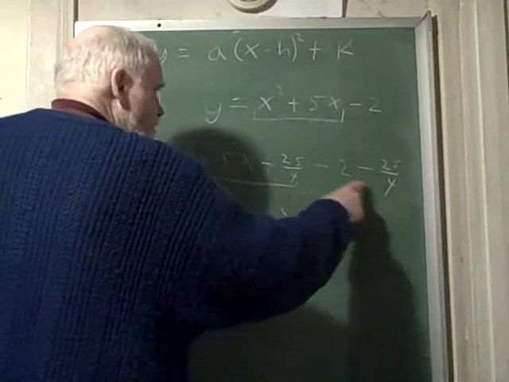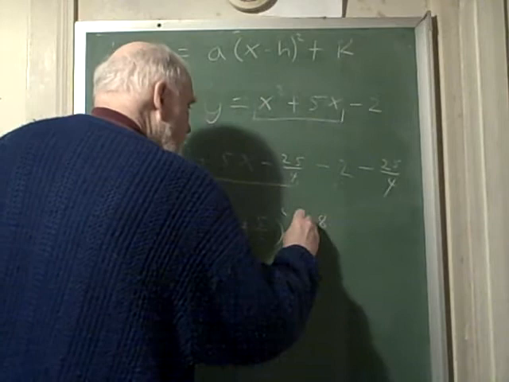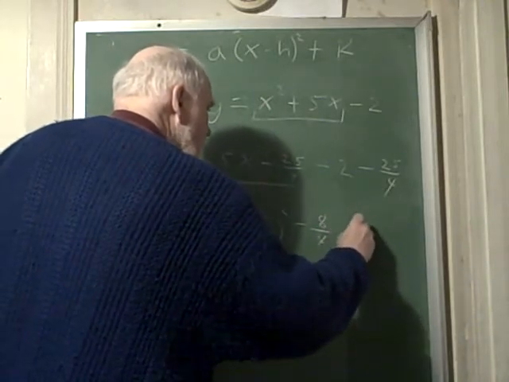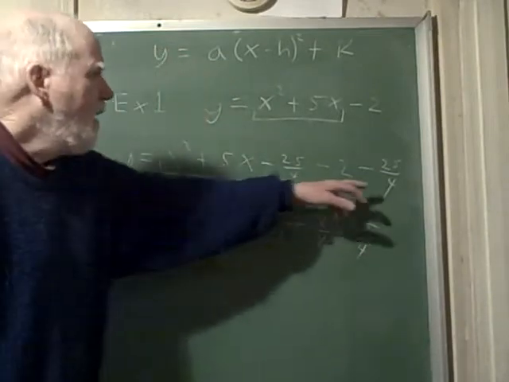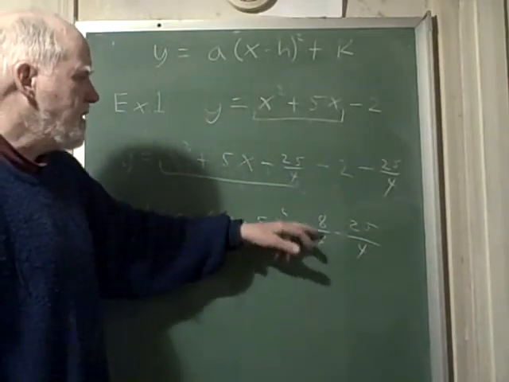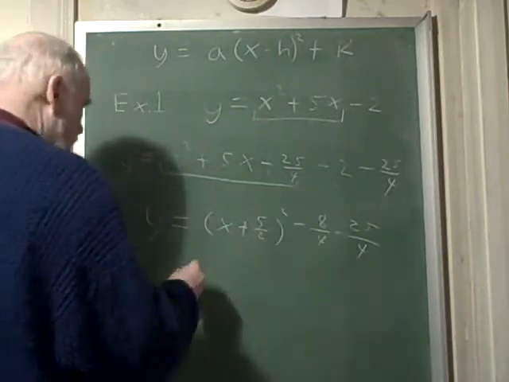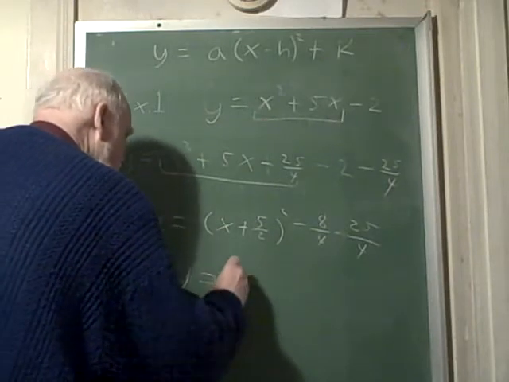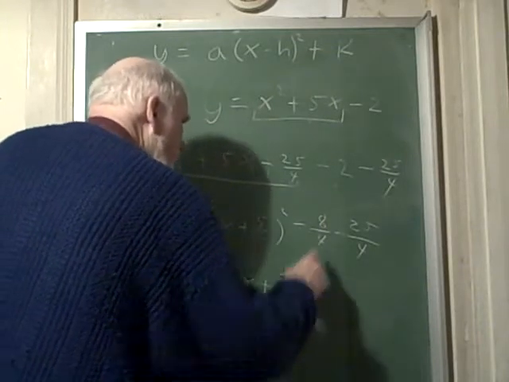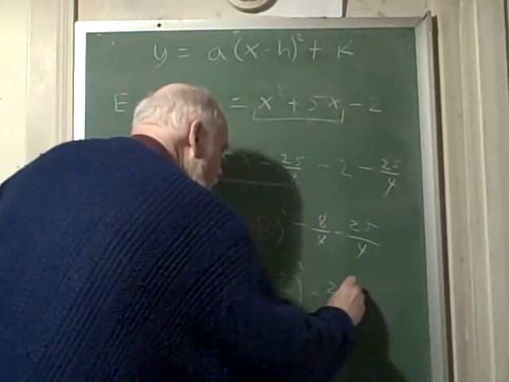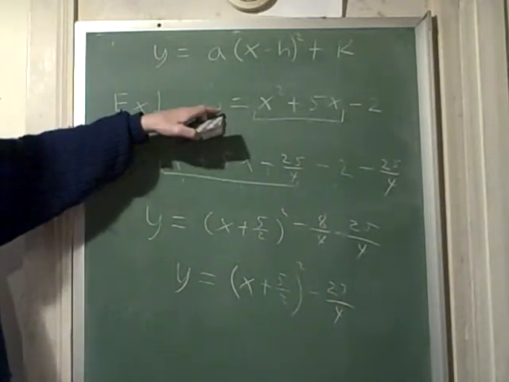Now this 2 is really 8/4, isn't it? I make minus 8/4 minus 25/4. Students always ask me, where did you get 8/4 from? Well, 4 times 2 is 8, so 8/4. And notice that if you divide 4 into 8, you do get 2. And so it works. And of course this will be minus 33/4. So my final result is y equals quantity x plus 5/2 squared minus 33/4.